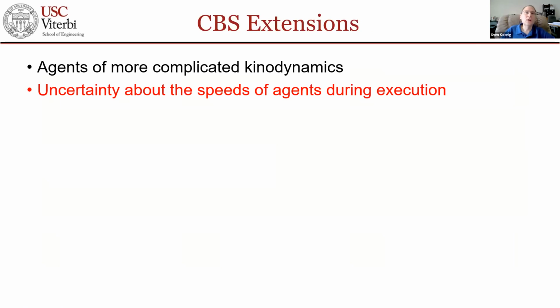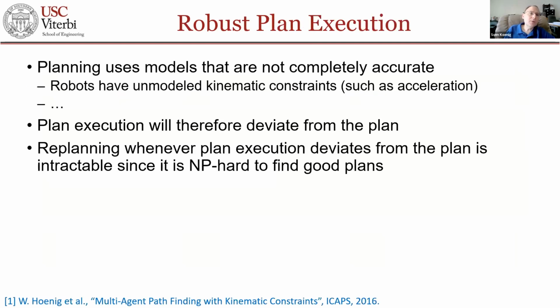The other thing that you need to worry about is that robots will never execute the plans exactly as intended. The problem is that planning will always use robot models that are not completely accurate, for example, because robots have unmodeled kinematic constraints. We didn't include, for example, acceleration in our planning models. We could try to do this, but remember, we have enough trouble scaling up without doing this. But if you don't include acceleration, you have the following problem. Let's assume one robot sits here stationary and another robot comes full speed at it. Then our planner will think that once the robots are next to each other, they can move in lockstep. In reality, of course, if you send such a plan to the robots, it will not happen.